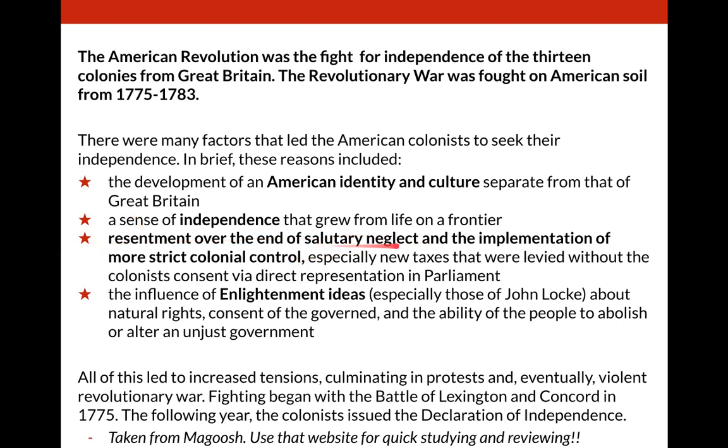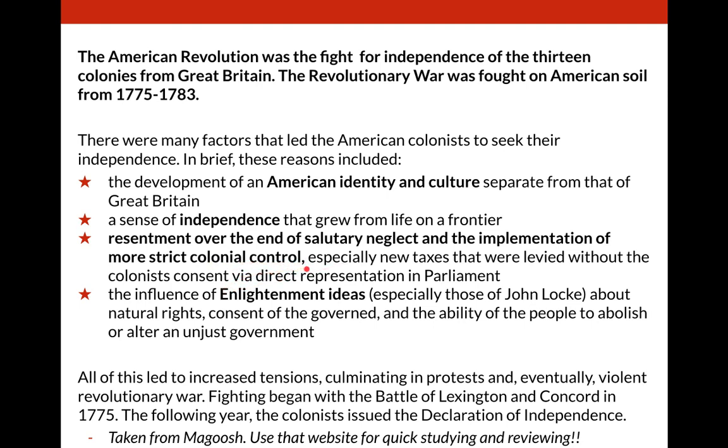You guys remember us talking about salutary neglect, that England kind of, again, quote unquote, forgot about the colonies. They knew they were there, but they weren't imposing a lot of rules. They weren't imposing a lot of laws. There definitely weren't a lot of taxes. But that period of time has ended. Salutary neglect is over, and England is definitely asserting more control.